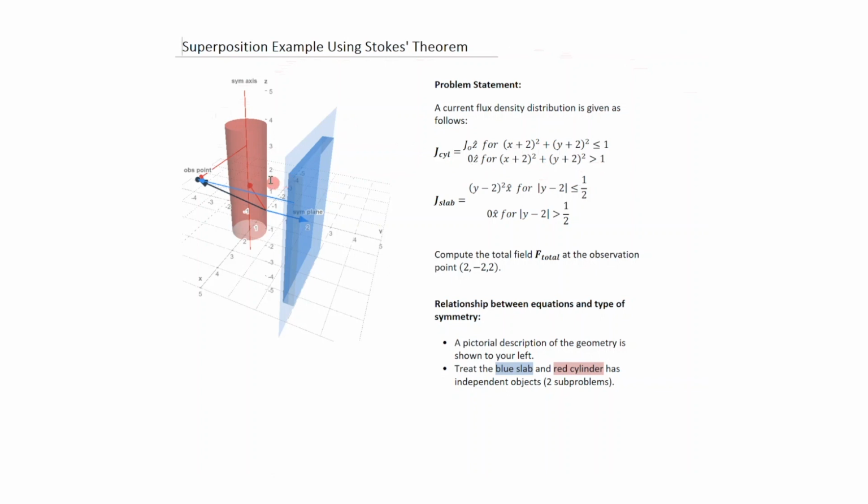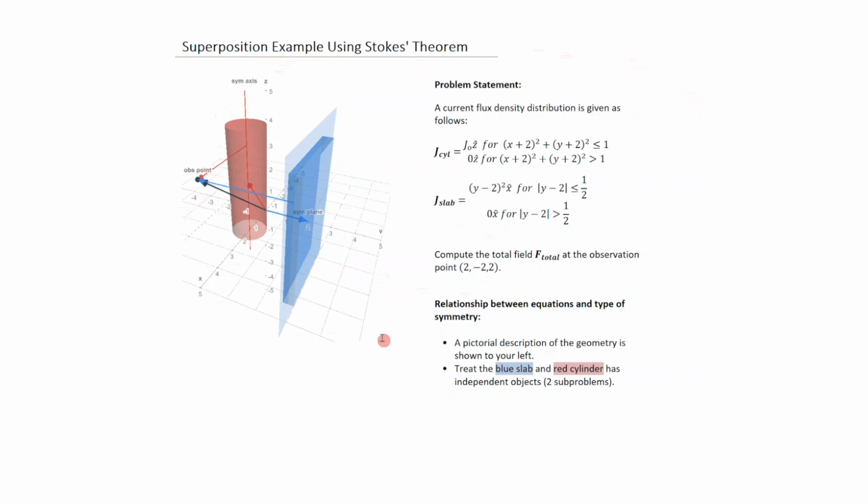On the other hand, if you're outside this cylinder, then the value of the flux density is 0. For the slab, as long as you're within the slab, there's a current flux density in the x hat direction, which would be in this direction. Outside, that is on this side or this side, there's no current flux density. The objective is to compute the total field F total due to these two current flux distributions at the observation point 2, minus 2, 2, which happens to be the point right here.